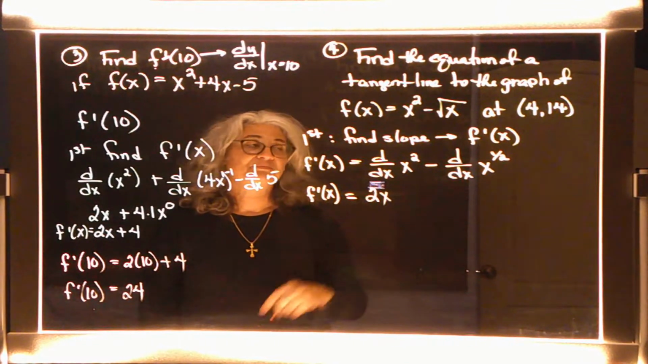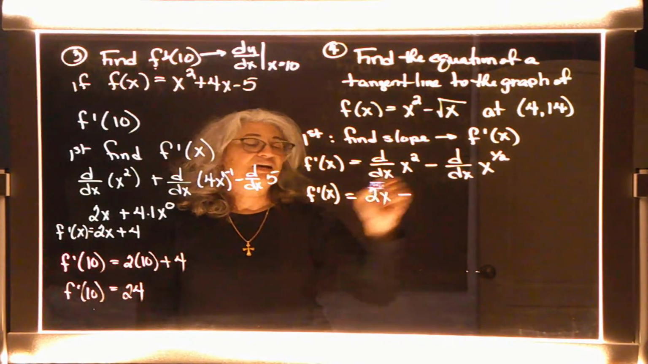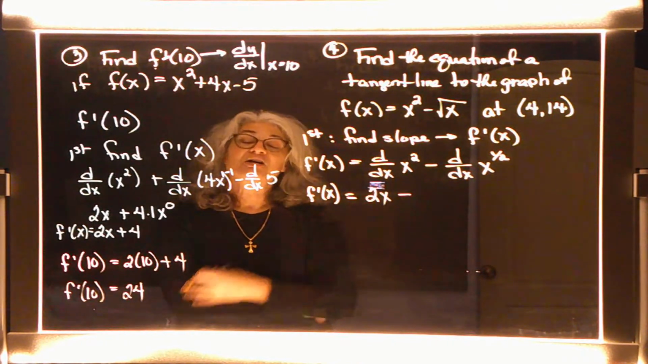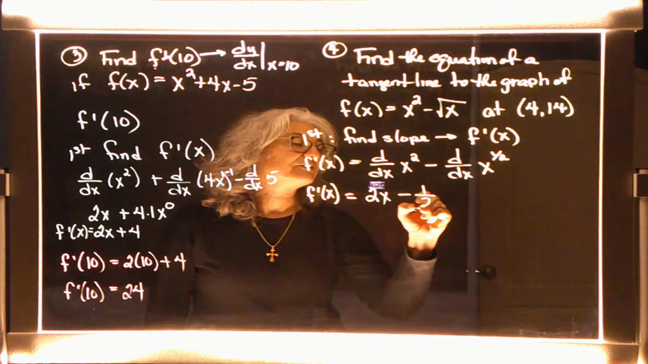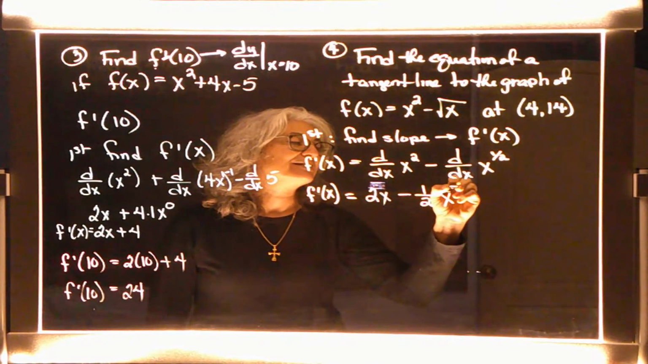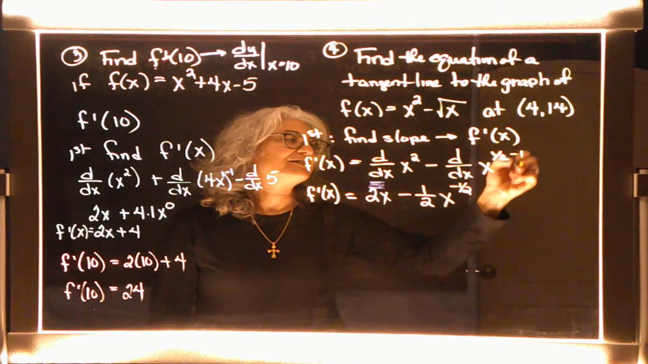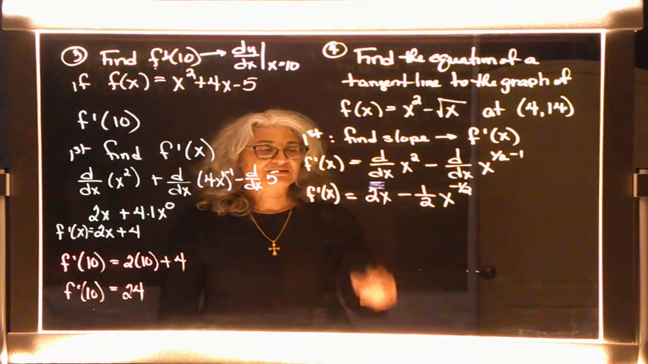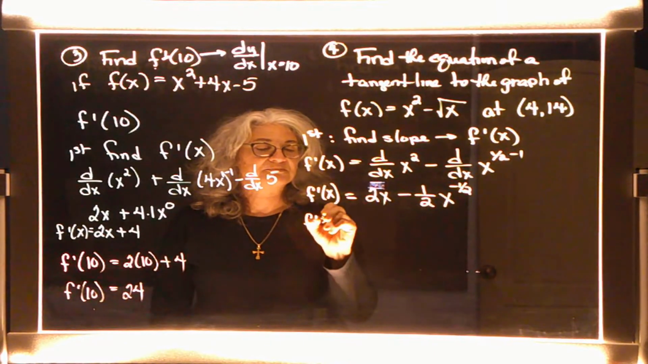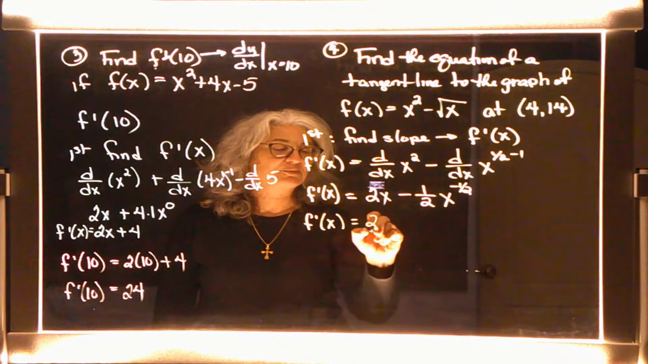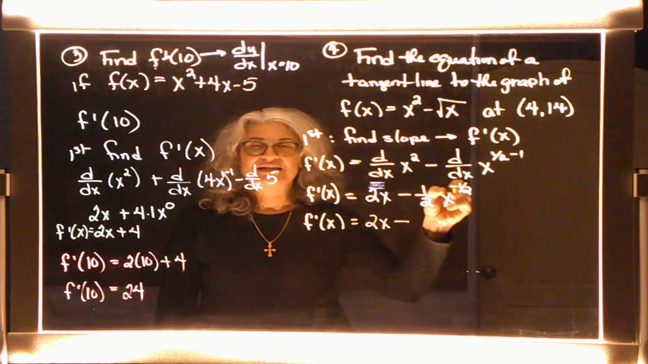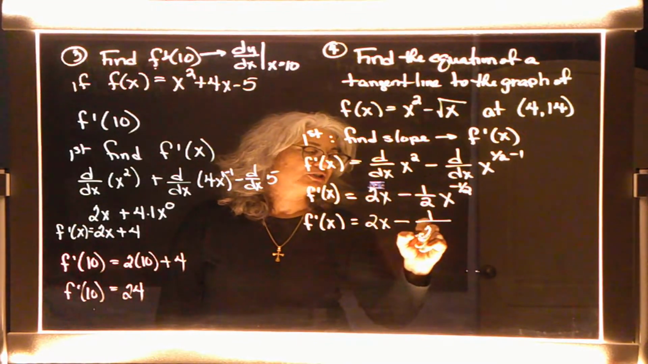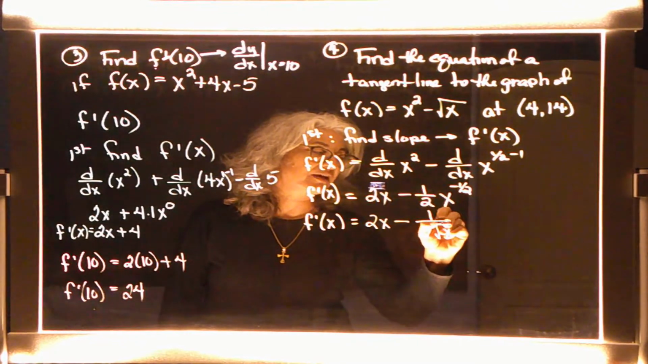Excellent. The derivative of x to the 1/2. Give you a moment. You find it. Good. That's 1/2 x to the negative 1/2. Because you had to subtract 1 from that, didn't you, to find the derivative? Excellent. Okay, so now I'm going to simplify a little bit. 2x minus, negative exponent, isn't it? So that's 1 over 2 times the square root of x.